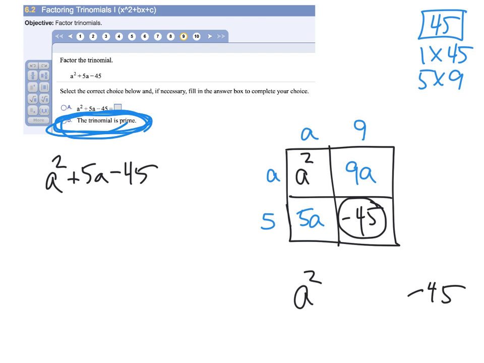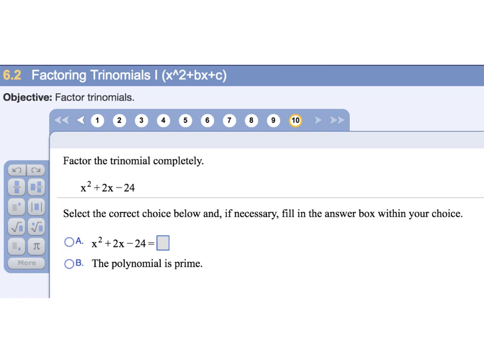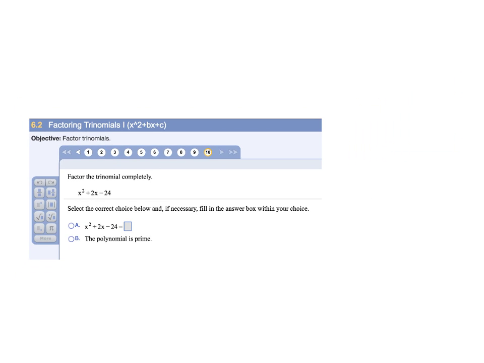And it took us 3.5 minutes to show that it is prime. Cannot be factored any further. All right, and the last one.